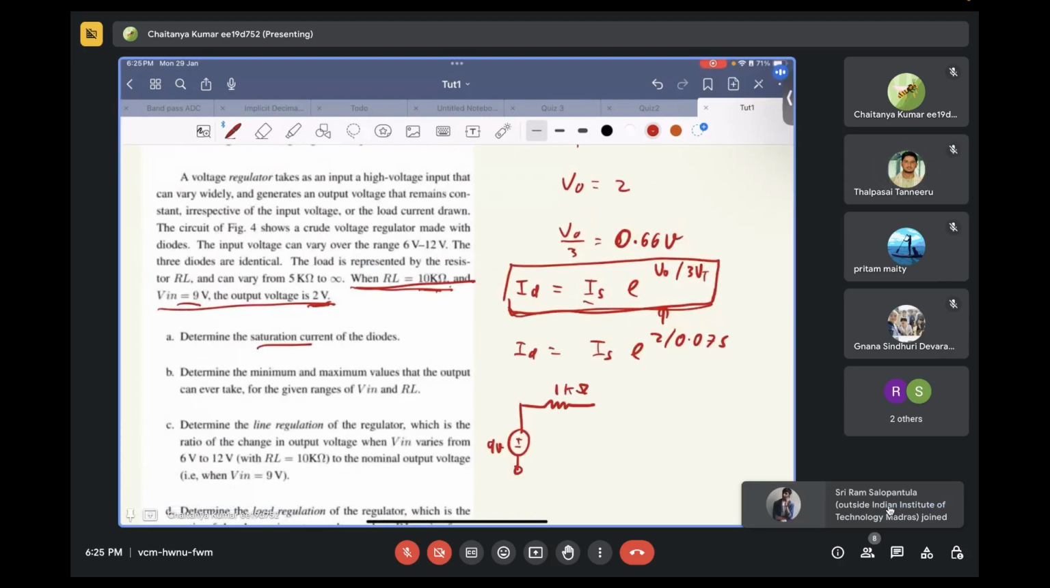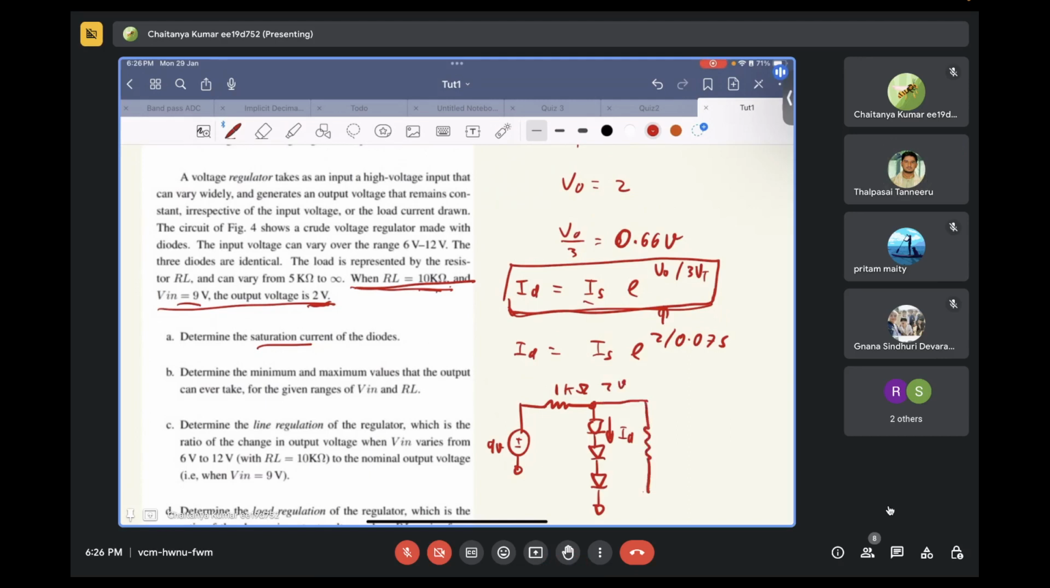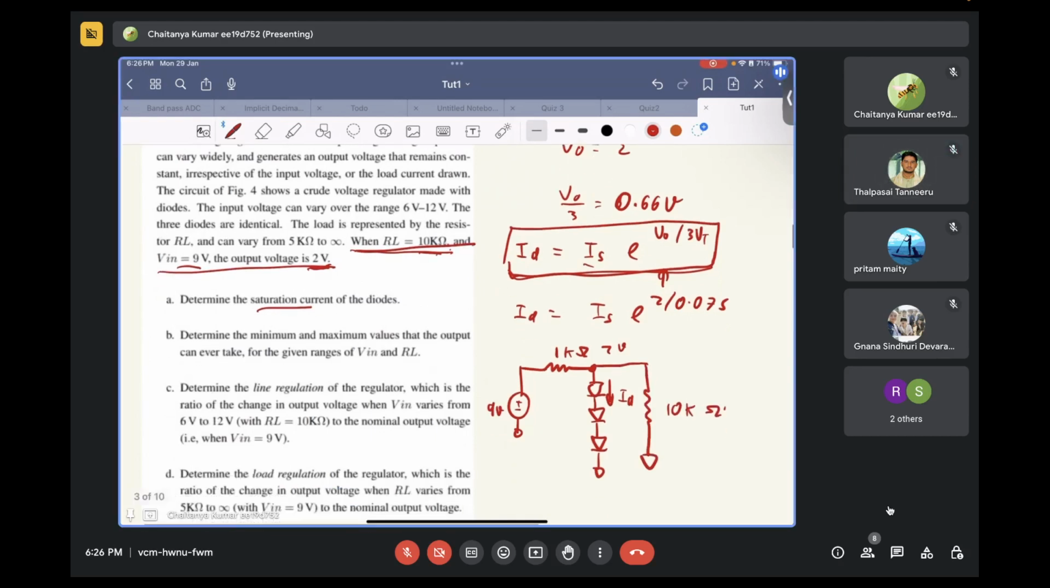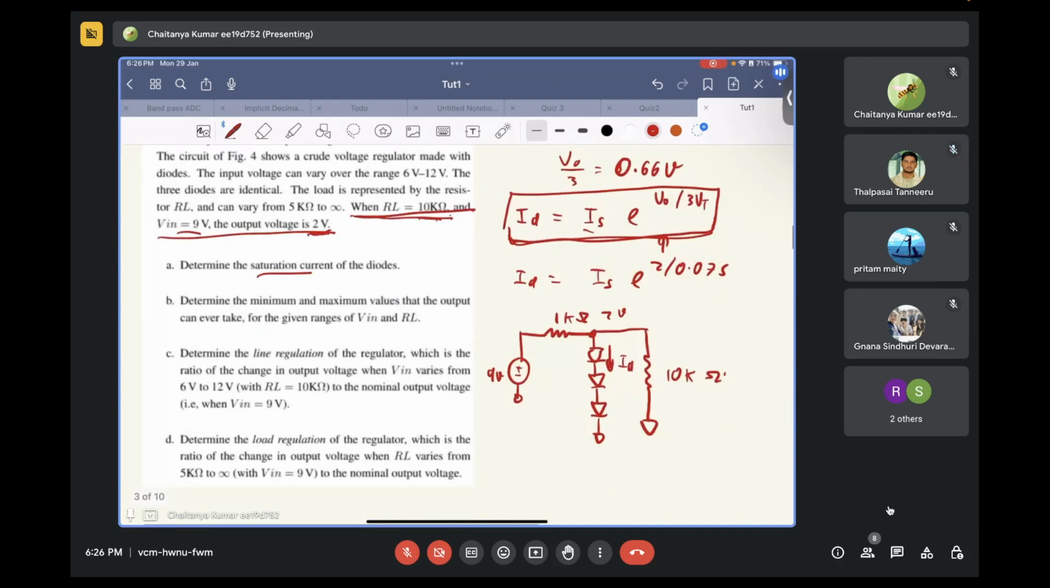Then we have this diode combination that is going to draw some current ID that we need to find. And what is the voltage at this node that is given? 2 volts. And what is the load resistance? 10 kilo ohms, correct? Yes. So, what will be the value of ID? Please, anyone quickly calculate and tell it to me.